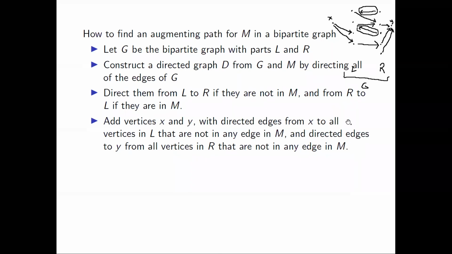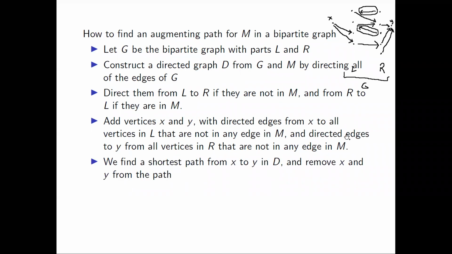And now what we need to do is just find a shortest path from X to Y in this directed graph that we constructed. The directed graph, we call it D for directed graph. We want to find the shortest path from X to Y. Any path from X to Y would be fine, but we'll just find the shortest one. And the reason for that is because we can see that any path from X to Y, well, the path, it's going to start at X, it's going to go to a free vertex, some vertex that's not in the matching.